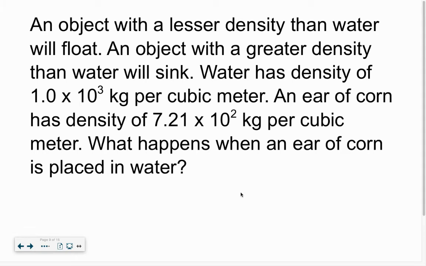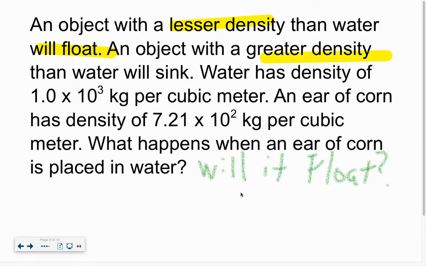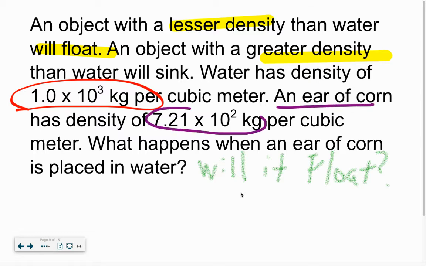Now, we're going to play a game. It used to be on a couple of late night shows called Will It Float? You don't need to write that down, but that's what we're talking about here. An object with a lesser density than water will float. If it's greater than water, then it sinks. So what we're looking at is right here, we've got water's density, 1.01 times 10 to the third kilograms per cubic meter. And we're going to compare that to this ear of corn, which has a density of 7.21 times 10 to the second power kilograms per cubic meter.